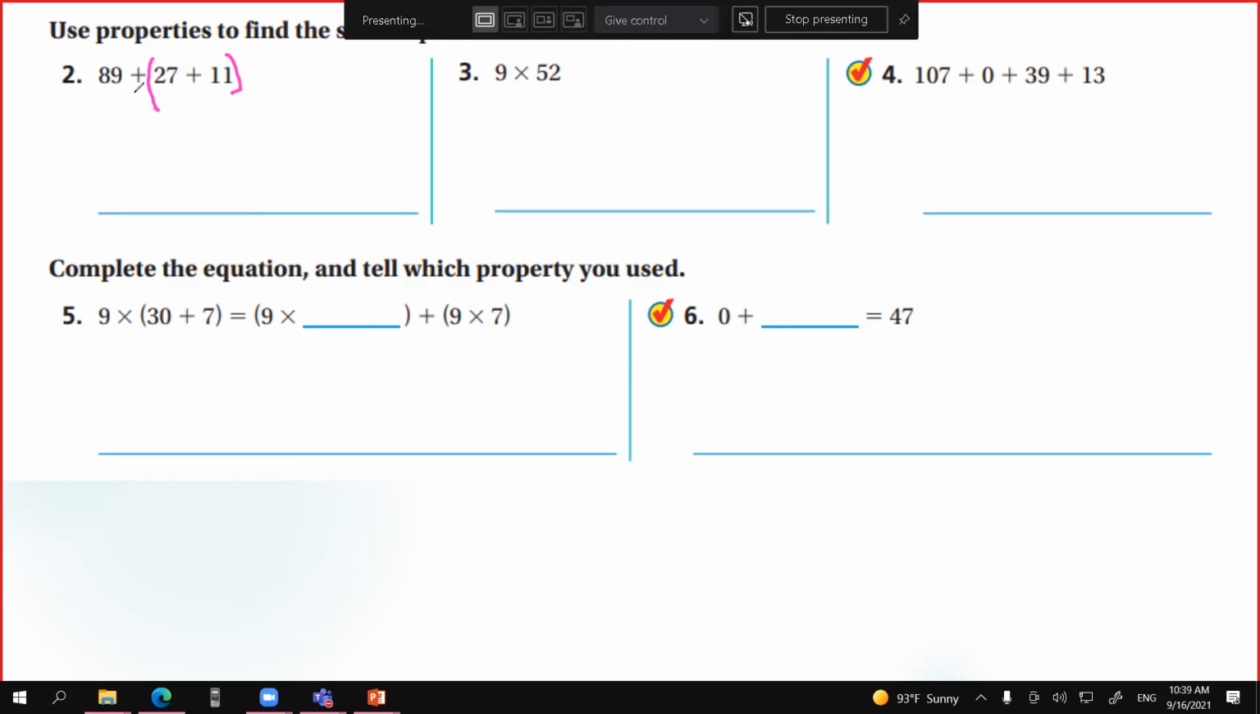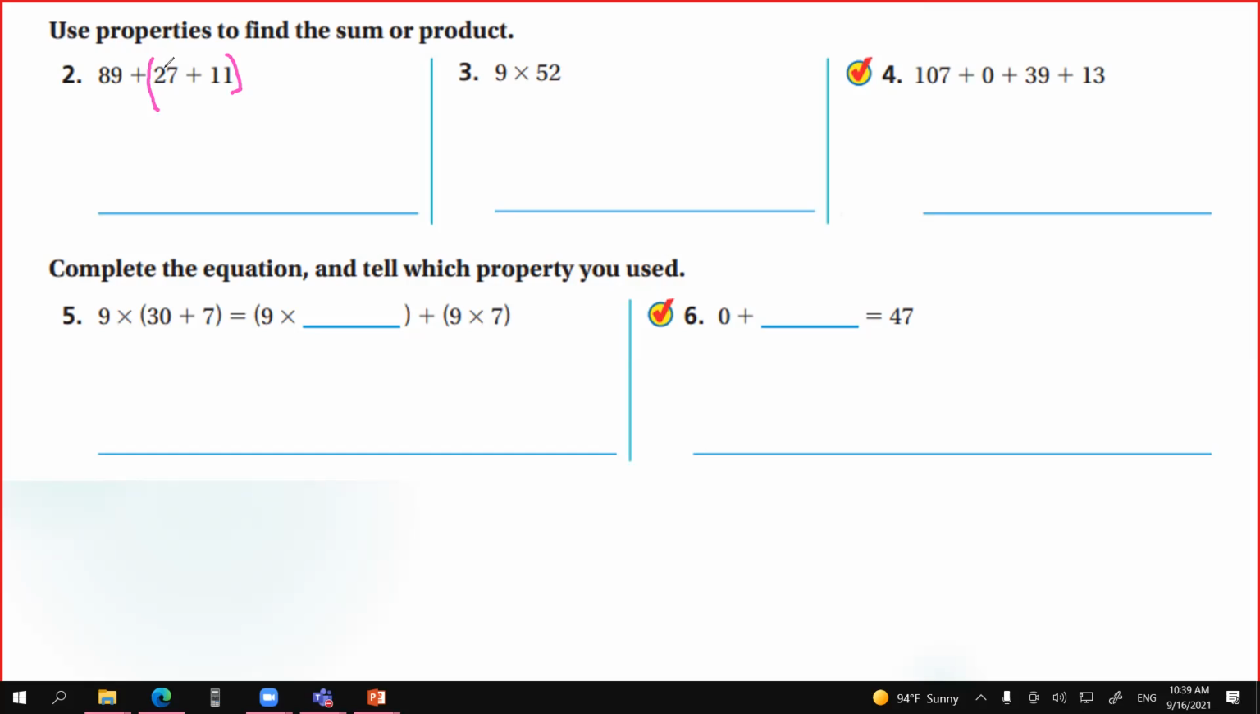Here now we have 89 plus 27 plus 11. What I have to do now is add them. First, I will add 27 plus 11. Let's add them here now. 7 plus 1, 8, 2 plus 1, 3. So the answer is 38.